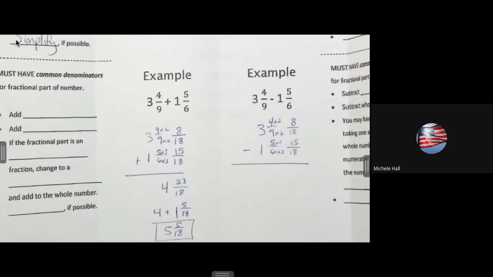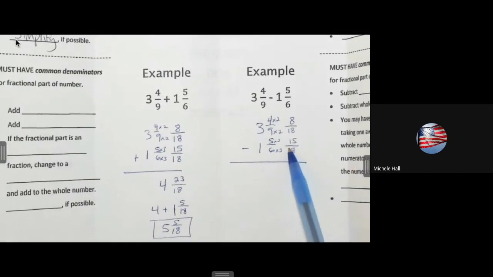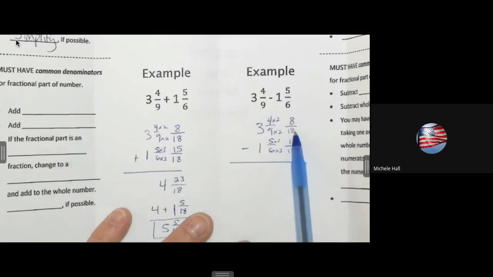What do you think about this? It's the same problem, but we're subtracting. Can I subtract? Can I do 8 minus 15? No. What do we always do on a regular subtracting problem? What would we do if we couldn't subtract on just regular whole numbers? You would borrow, wouldn't you? So where am I going to borrow from here so I have enough?